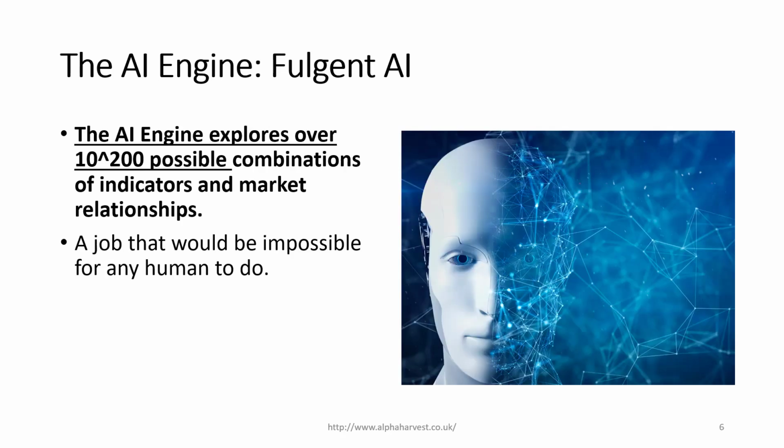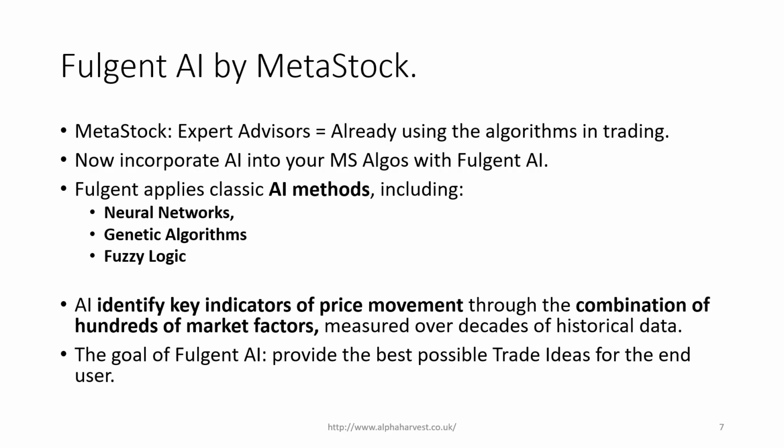Just briefly to recap for those of you who are new to artificial intelligence: this particular artificial intelligence engine explores over 10 to the power of 200 different possible combinations of indicators and market relationships. So it takes all the available technical indicators and tests them with all available settings to come up with the most accurate, high probability artificial intelligence generated trades. It uses neural networks, genetic algorithms, and fuzzy logic, among other things, to come up with these calculations and identify these technical indicators.